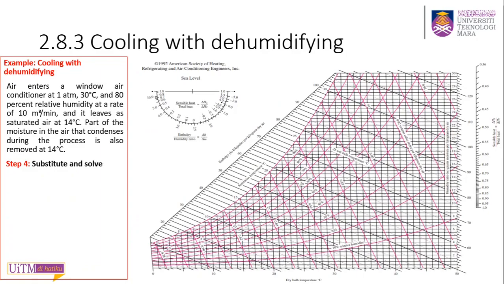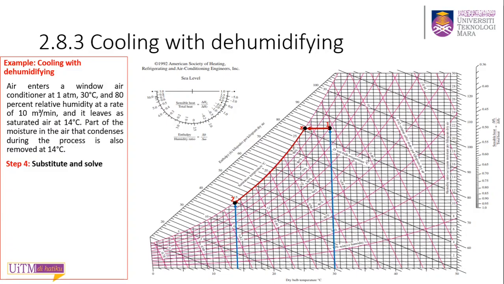Now, let's look at how to plot the psychrometric chart for this process. First, plot and label for state 1. Draw the process line for the cooling process until it reaches its dew point temperature and label it as X. Next, plot the temperature for state 2 and draw the process line for the dehumidifying process from X until it reaches the temperature for state 2.